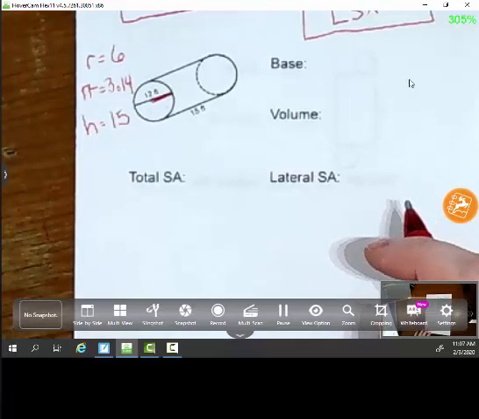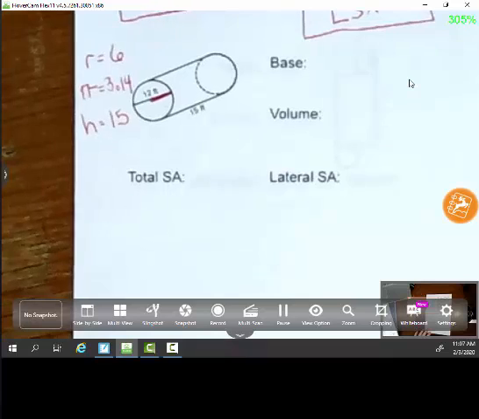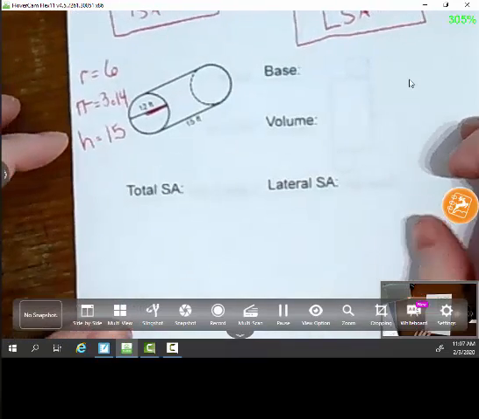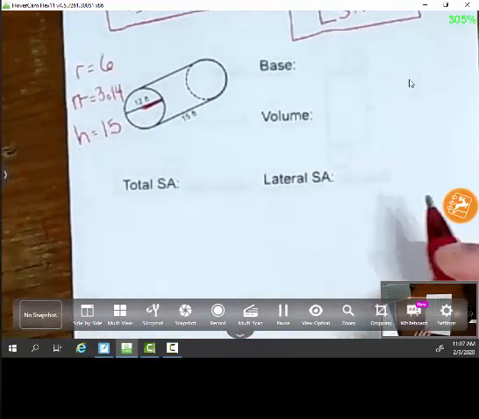I'll give you my note page whenever we're done, the one I already did, with all the answers. I want you to find total surface area.